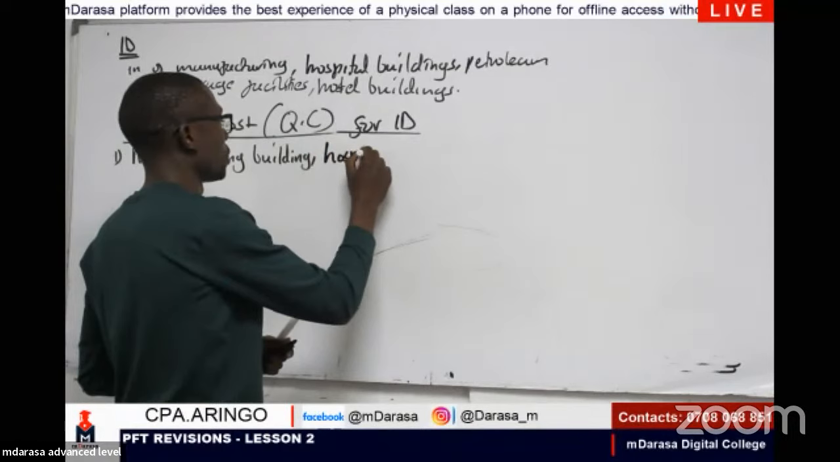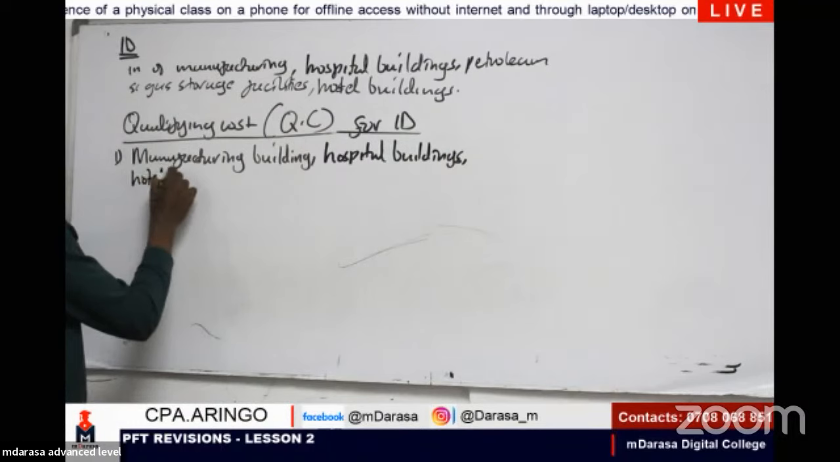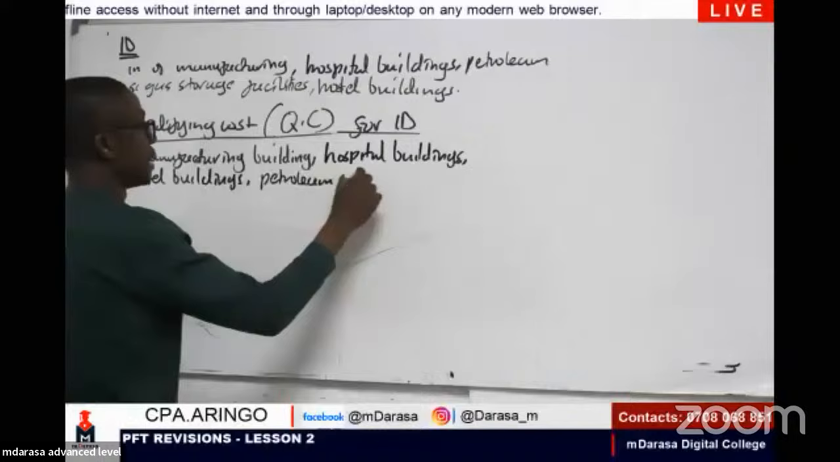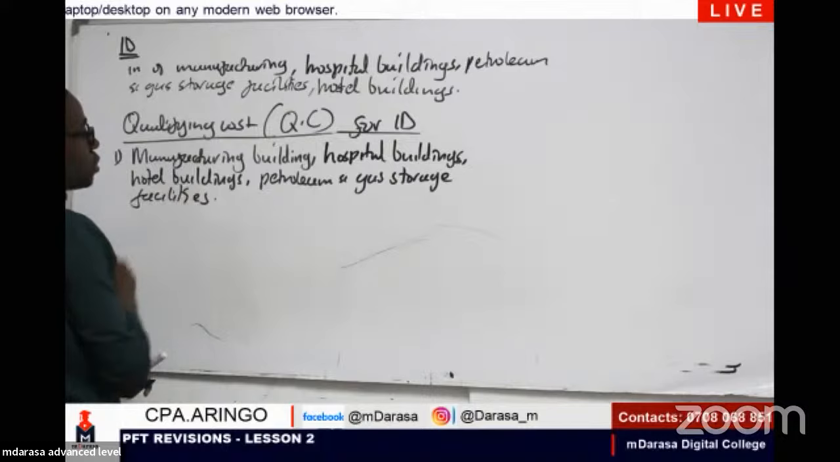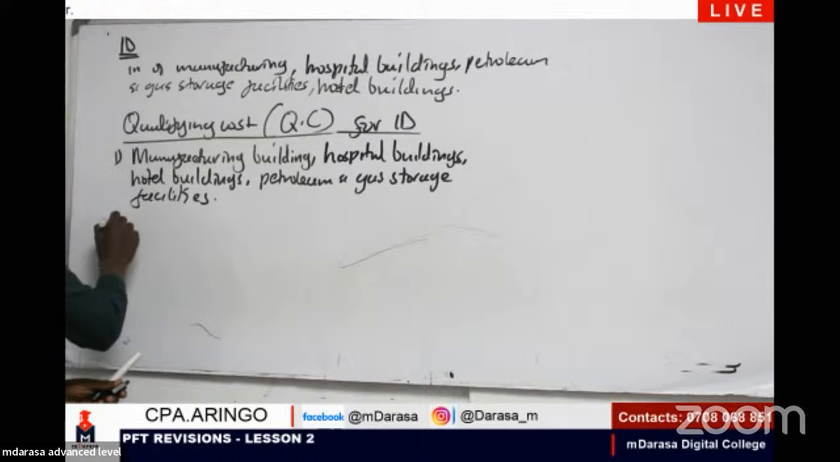We are talking about, my good students, hospital buildings, hotel buildings, and petroleum and gas storage facilities. So these are part number one: manufacturing buildings, hospital, hotel, petroleum and gas storage facilities. Number two item, my good students, at this point, you're going to list the aspect of what?